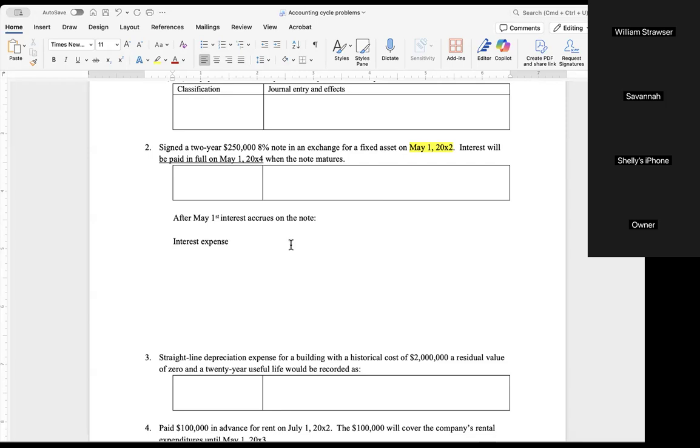Anyway, so interest expense, what am I going to credit? If I haven't paid it yet, I haven't actually made the cash payment, but I'm recognizing expense. What do I need to record? A payable. Correct. And that's how I want you to think these things through.